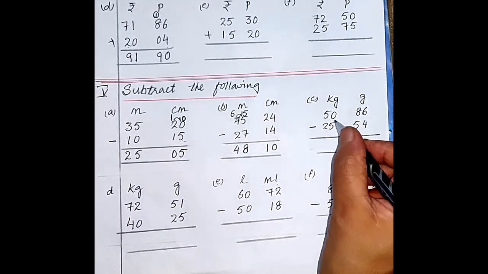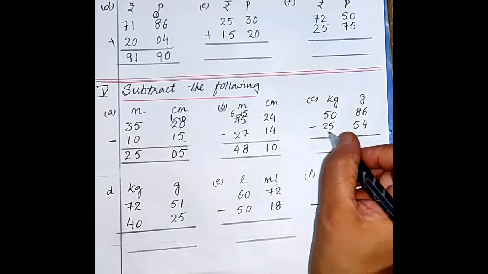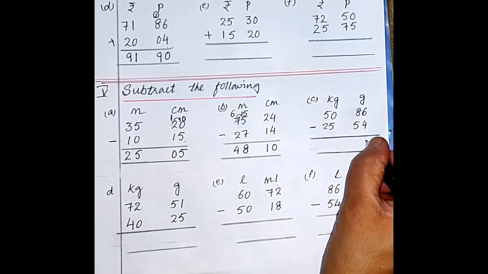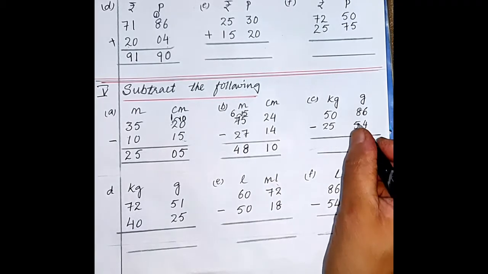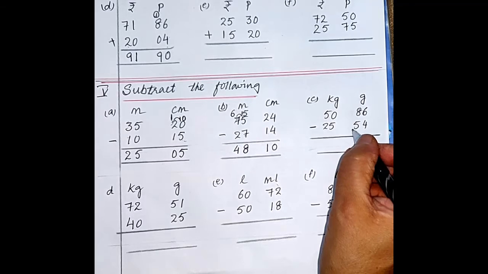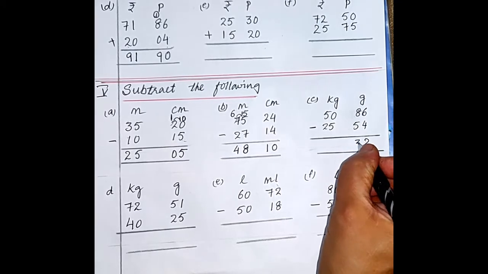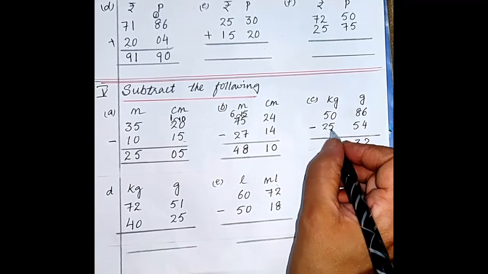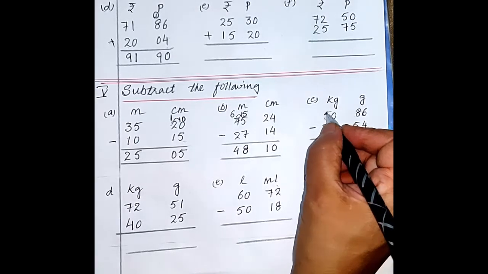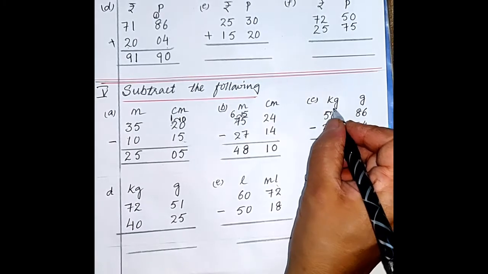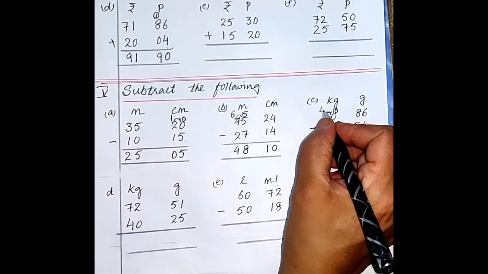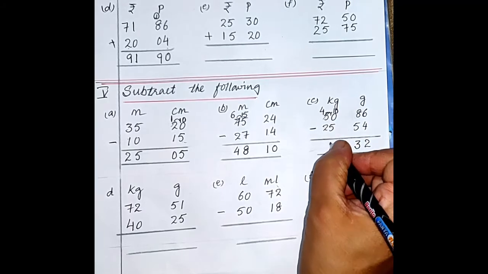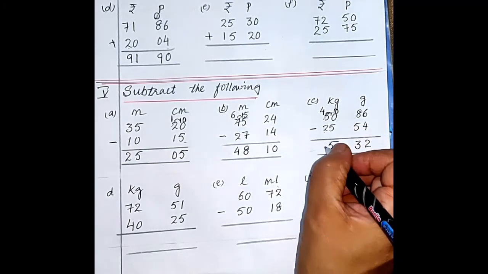Now 50 kg and 86 gram minus 25 kg and 54 gram. So 6 minus 4 is after 4, 5, 6. 2 is left here. Now 8 minus 5, after 5, 6, 7, 8. 3 is left here. Okay. Now here again from 0, can we subtract 5? No. So we need to borrow from here. It will become 10 and this will become 4. It will be 1 less, right? Now 10 minus 5 is 5. 4 minus 2 is 2.